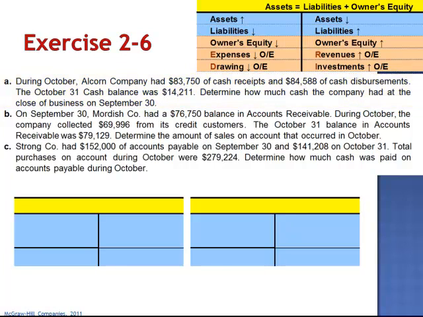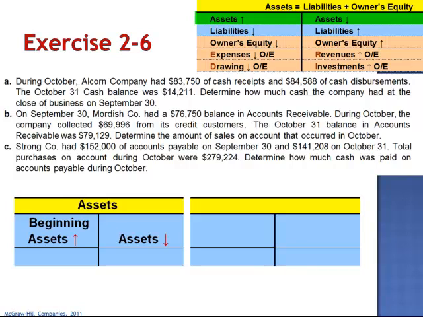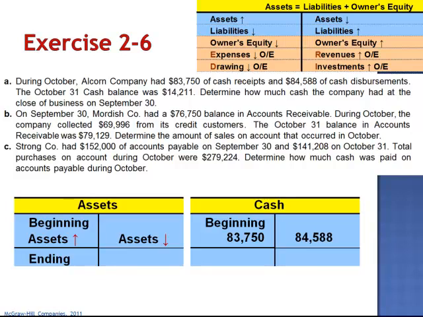So letter A is talking about an asset, cash. Assets sit on the left-hand side of the equation. They have a normal debit balance. Increases to assets are debits. Decreases to assets are credits, leaving us with a normal ending balance of a debit. So for the cash account, we're looking for the beginning balance. We're told that we had cash receipts, increases to cash of $83,750, and cash disbursements, decreases to assets of $84,588, and an ending cash balance of $14,211.